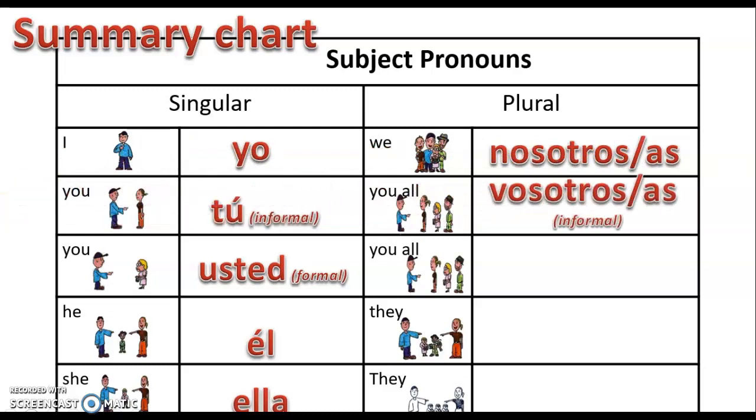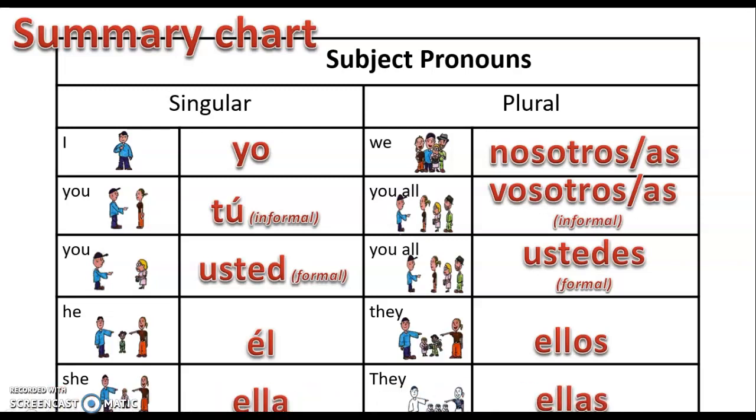Y'all, vosotros or vosotras. That's an informal counterpart to tú, so you have a formal and informal one that you can use. The formal one would be ustedes for you all. For they, if it's guys or guys and girls, ellos, and for they, if it's all females, ellas.